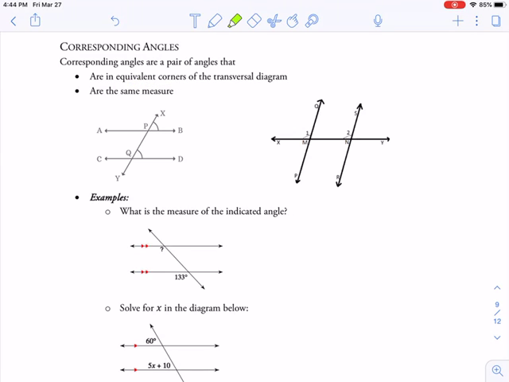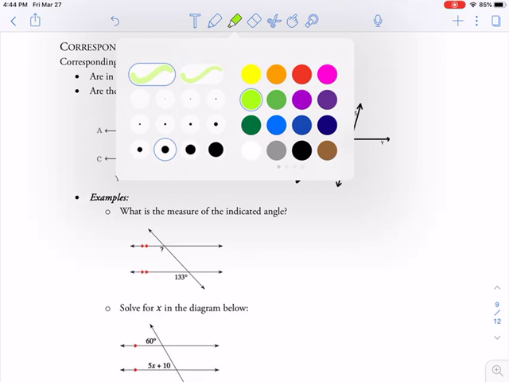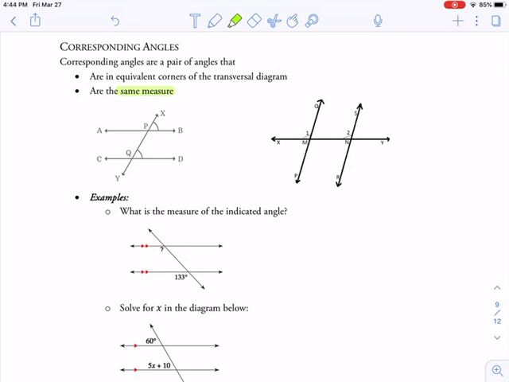Okay, and the other thing we know about corresponding angles is once we have those 2 angles in that equivalent corner of each part of the diagram, they are the same measure. Okay, so that's actually really important. So I'm just going to highlight that, and maybe it's worth it for you to highlight it as well.